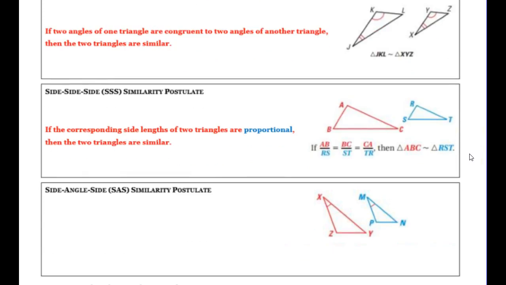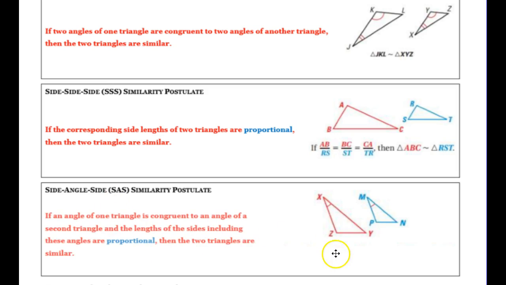Alright, third one, side-angle-side. And notice the angle is in the middle, so that means it needs to be the included angle. So let's say I only am given one angle of congruence. So in this case, X and M are congruent. Well, if the sides that create angle X and the sides that create angle M are proportional, then the two triangles are similar. So I know that X and M are congruent, but if ZX to PM is the same proportion as XY to MN, then my two triangles are similar.